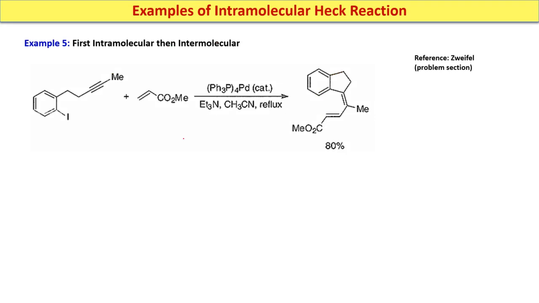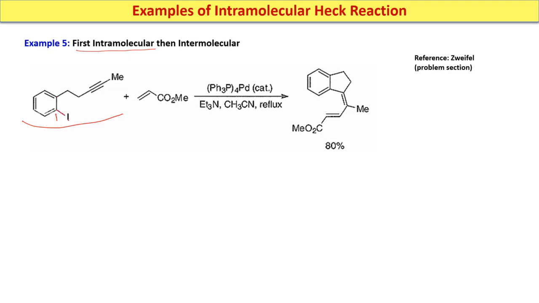Then we have this, which is very interesting, because first you will see an intramolecular reaction take place, and after that there will be an intermolecular one, because if you look at the structure of the left-hand side molecule, here we do not have a double bond but we have a triple bond where Heck coupling is possible.